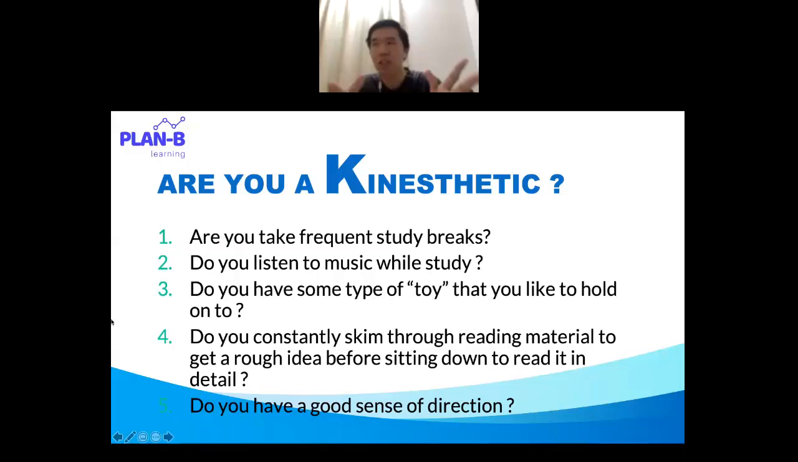Anyone here? Number 1, do you take frequent study breaks? If you are type 1, maksudnya kamu baca buku 15 minit, 20 minit later, kamu kena berdiri, walk around, relax muscle, then duduk balik baru baca. If you are type 1, there's quite a few of you. Number 2, do you listen to music while studying? If you are type 2, I think most of us, especially our generation right now, like to listen to music while we are studying.